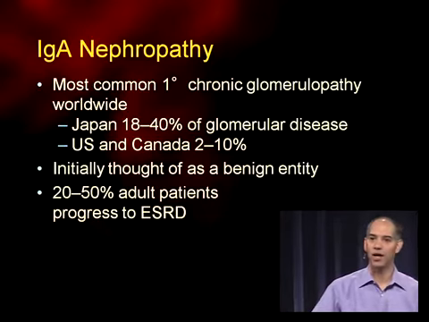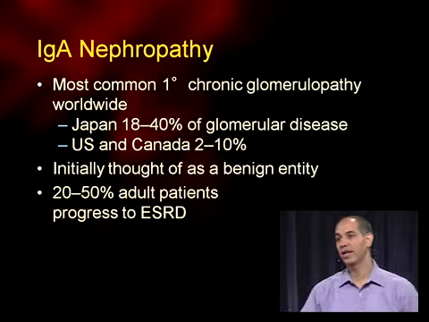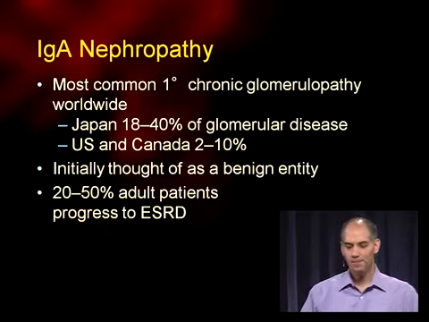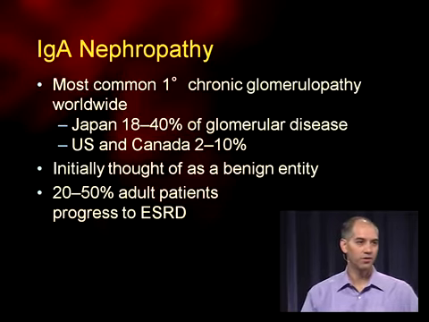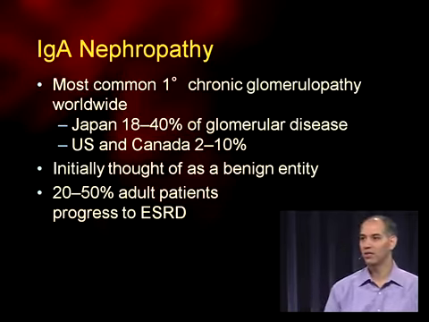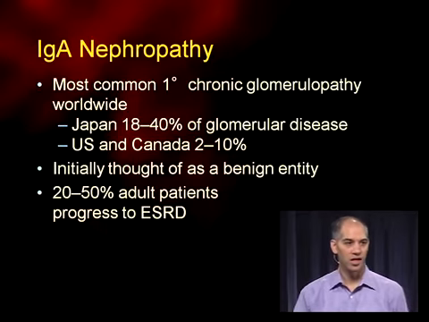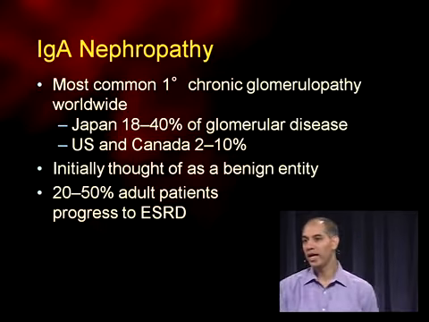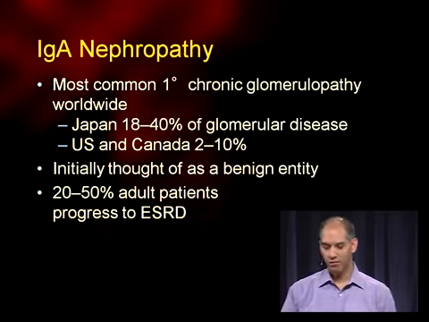Not really understood why it's so much more common in Asia than it is anywhere else in the rest of the world. This was first diagnosed back in 1968, which incidentally, or perhaps not incidentally, is the year that we figured out how to do immunofluorescent staining. And we initially thought that it was a benign entity because all these people had microscopic hematuria that was intermittent. And now we can do immunofluorescent staining, and oh, look, they have IgA that's deposited in their mesangium. We now know that if you follow the people long enough, anywhere from a third to a half of them will develop ESRD.